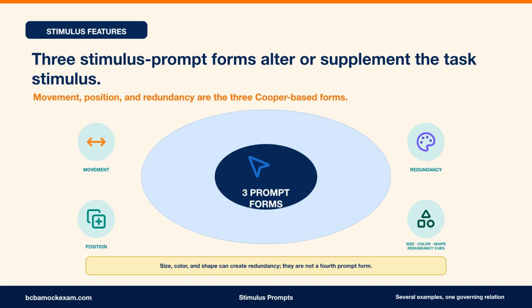Under the Cooper-based taxonomy used here, movement, position, and redundancy are the three stimulus prompt forms. Size, color, and shape are not three additional forms. They're dimensions that can make one stimulus redundant or more salient. For example, printing the correct word in red while the others are black builds the help into the materials. We classify what the cue acts on, not whether a person or object delivered it.